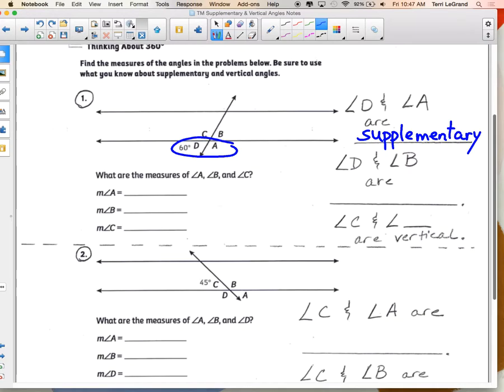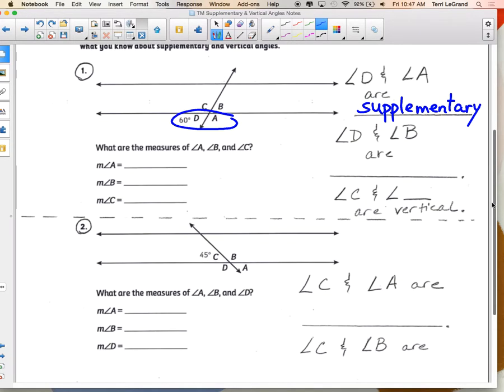Because now, let's jump over there and say, since we already know D, we should be able to find out A by doing what? What should we be able to do if angle D and angle A are supplementary, Harlan? Don't subtract by 180. Take something away from 180. What are we going to take away from 180? 60. So 180, take away 60. What's the measure of angle A? 120.